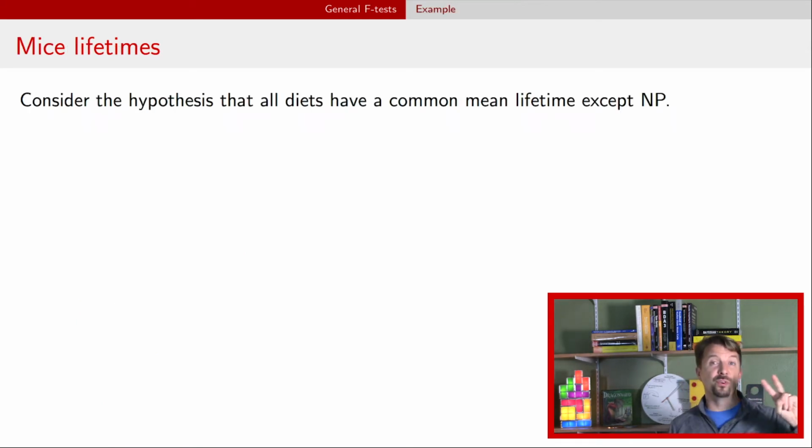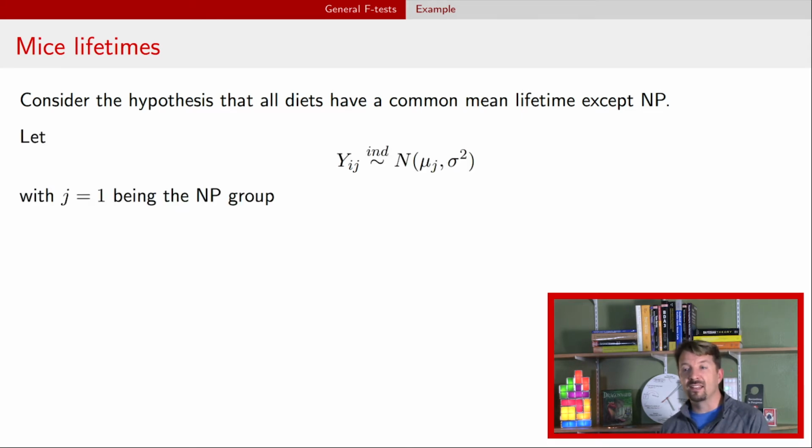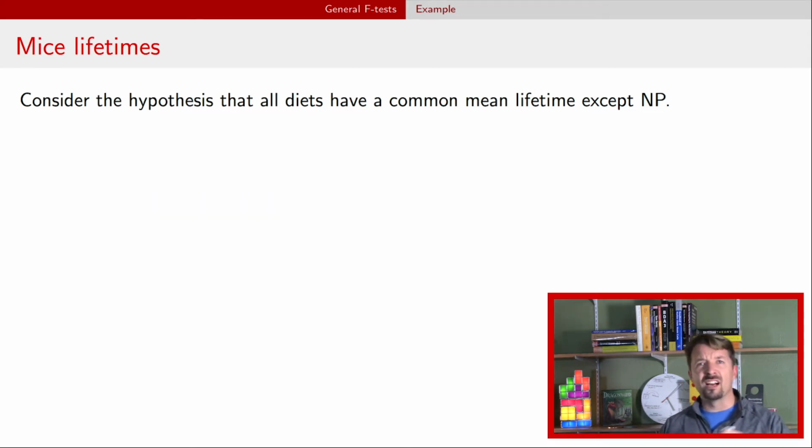I'm going to now go through two different examples of putting it into practice. So the first one is going to use, again, that mice lifetime example. Now, in that example, I didn't talk about it last time, but I've talked about it in a previous video. We had this NP group, and the NP group was no calorie restriction at all, not even the normal diet the mice get in the lab. And so in some sense, it's completely different than what we're trying to study.